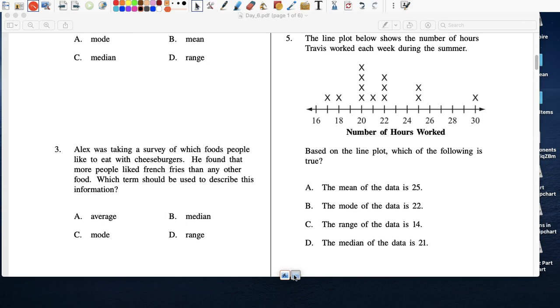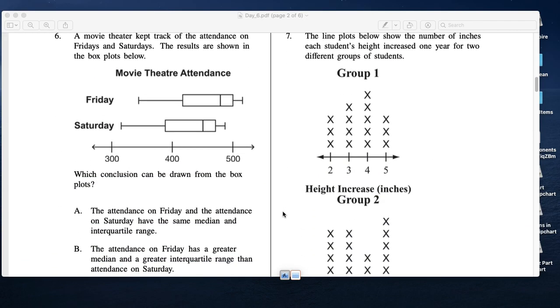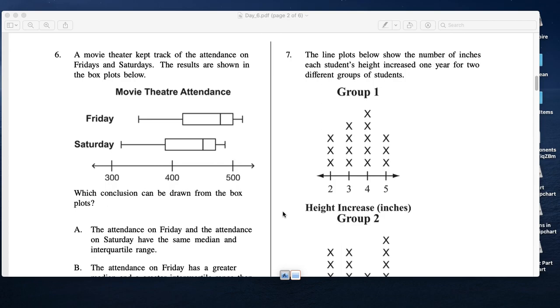All right. Box plots. Okay, so 6. Let's see, hang on a second. If I have another sheet so I can actually keep this on the screen.